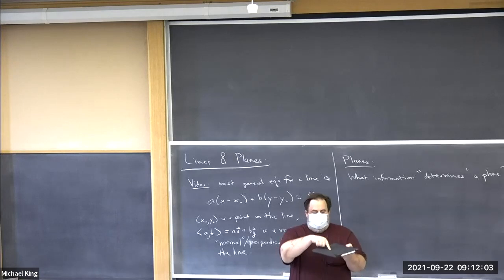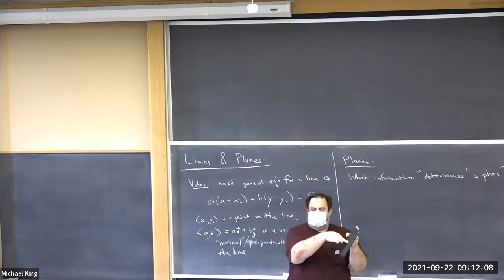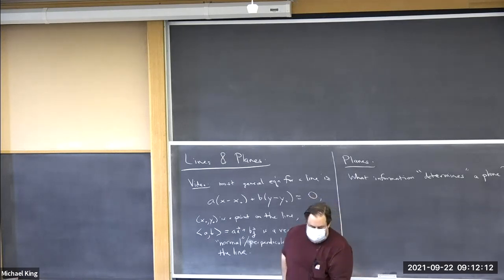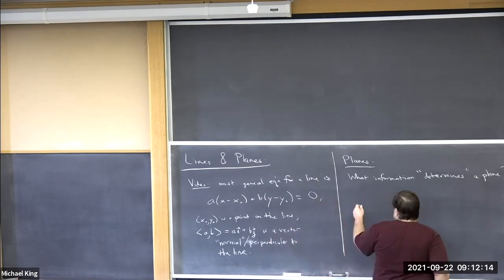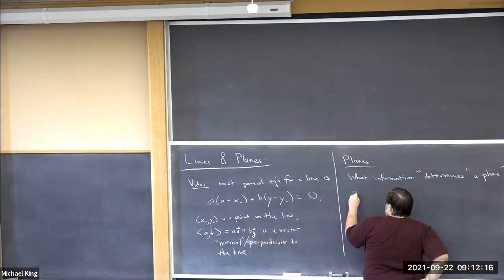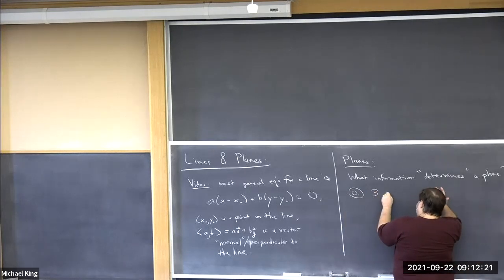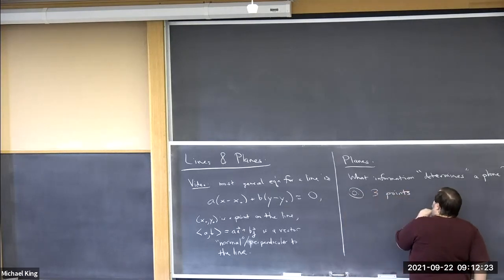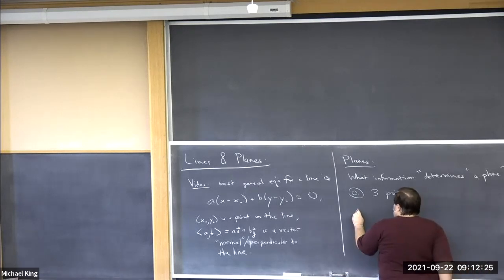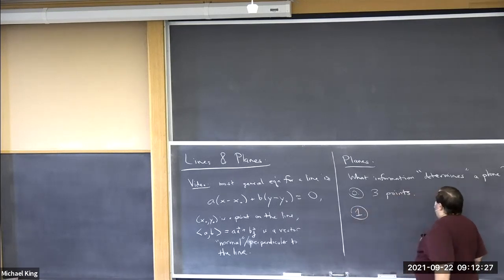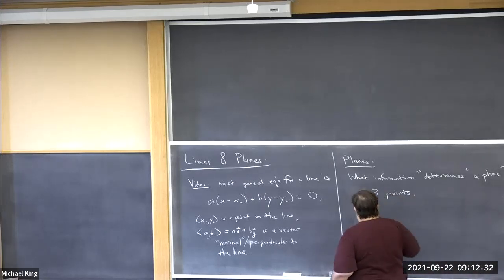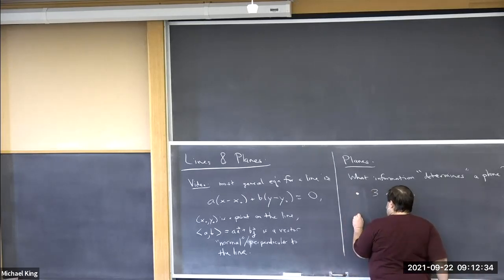Because with one point, there are a lot of planes through that point. With two points, I can still tilt it this way. And then the third point fixes it, right? So good, three points. I don't really have a numbering scheme in mind, so let me just bullet point them.